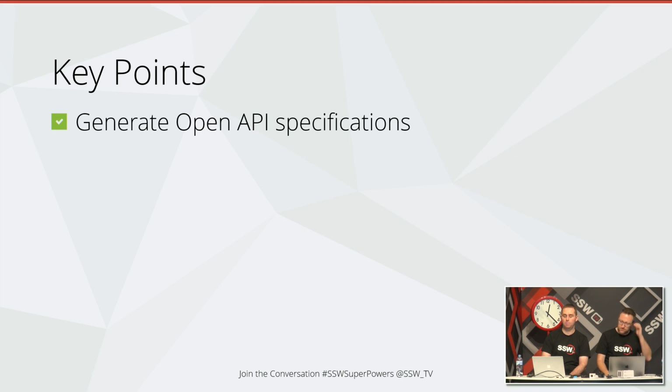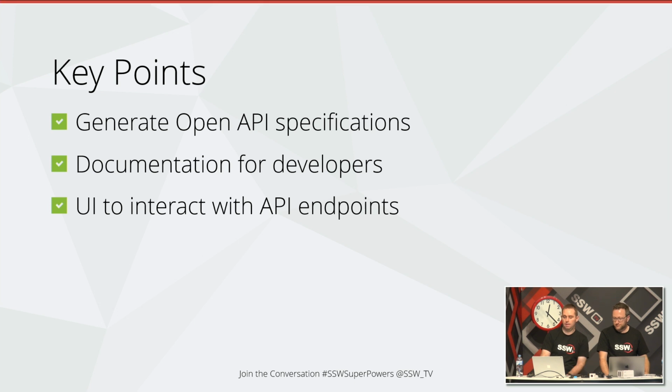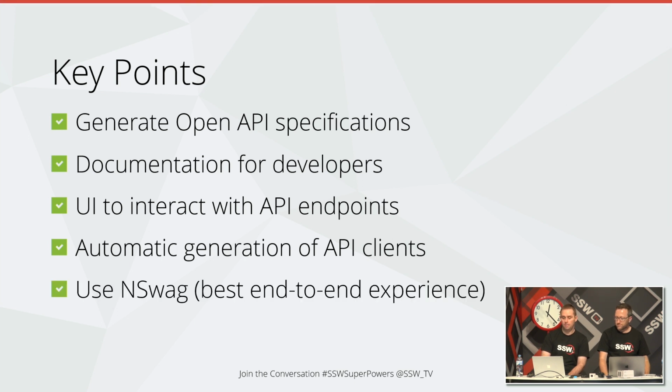So key points: generate OpenAPI specifications because they make our life easy. Documentation for developers through Swagger UI or generated clients. We get Swagger UI to interact with our API endpoints so we can troubleshoot and explore and just learn. Automatic generation of API clients. We saw it generating a TypeScript client, and we saw that there were plenty of other options for our different use cases. My recommendation is to use NSwag because it provides the best end-to-end experience. You can use other tools, they're very good maybe at generating a specification or generating certain code, but for what we're doing, this is a good experience.